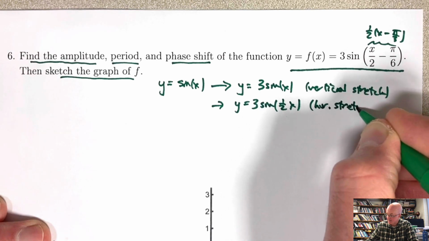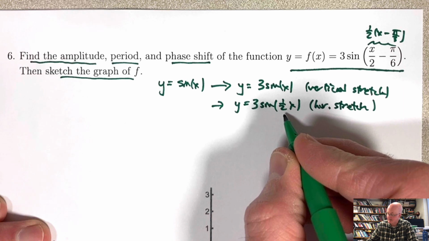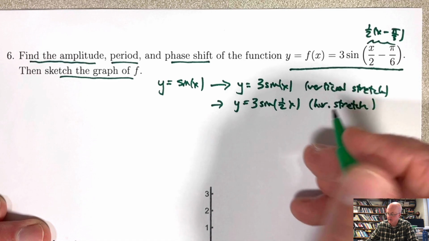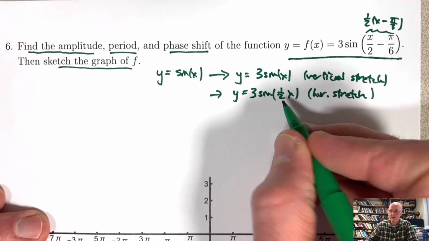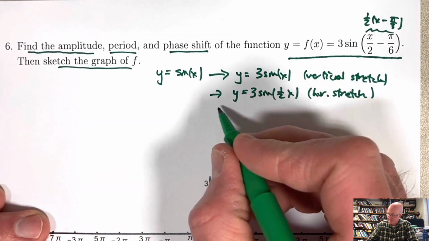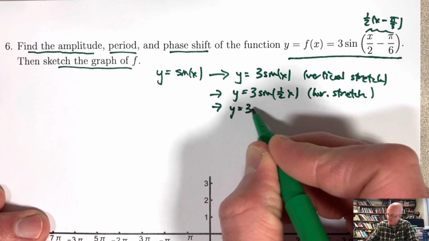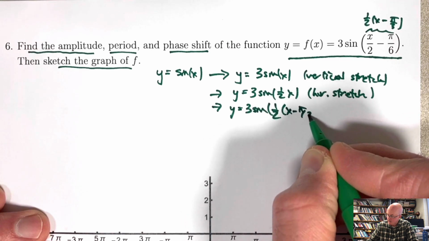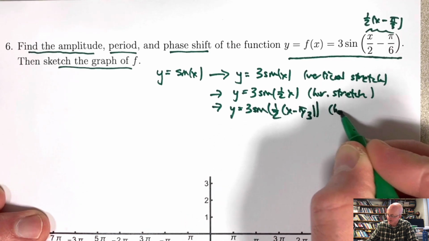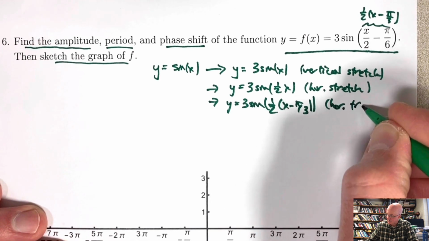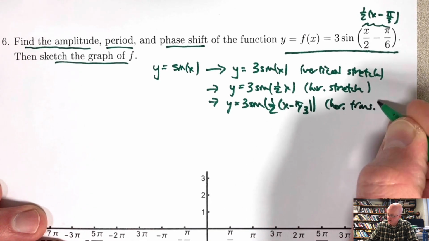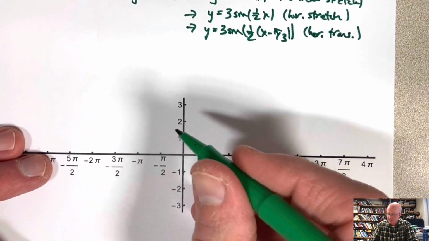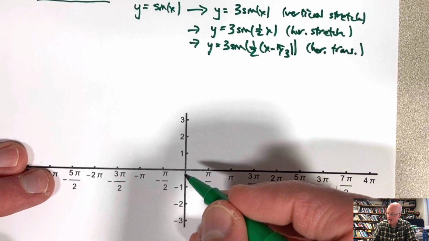When you multiply x by a factor that's between 0 and 1, that corresponds to a horizontal stretch. All the x coordinates get twice as far away. If it was a 2x, it would be a horizontal compression. And then finally replace x with x minus pi over 3. That corresponds to a horizontal translation by pi over 3 units. Okay? So think about doing all this.